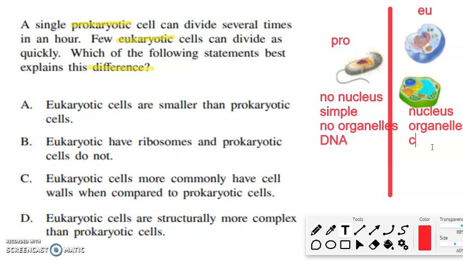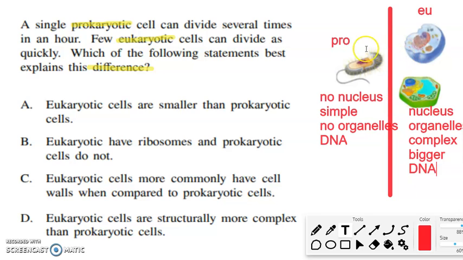So we know that these cells are going to be complex. They're complicated. If they have a lot of parts to them, that makes them complex. Compared to prokaryotes, those are going to be simple. Eukaryotes are going to be bigger cells because of that same reason. They have to have room to fit all of those organelles into. And remember that DNA is inside of the nucleus.